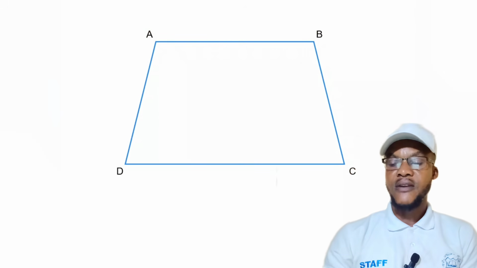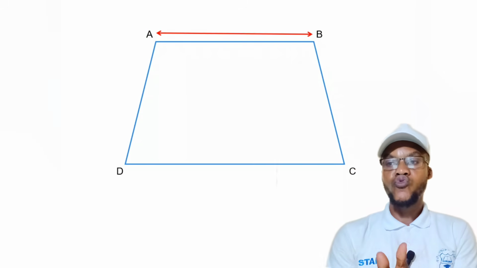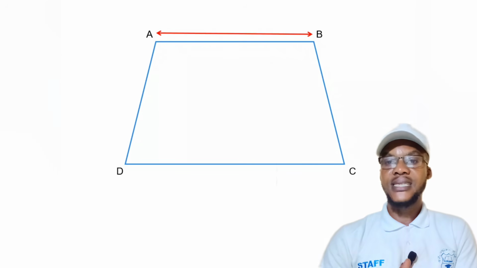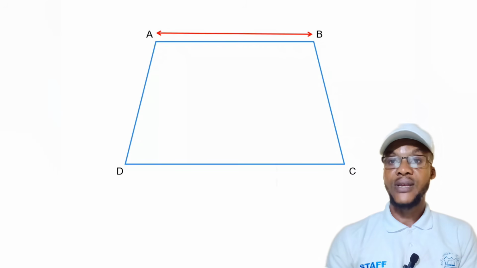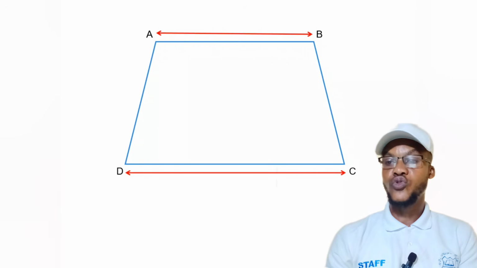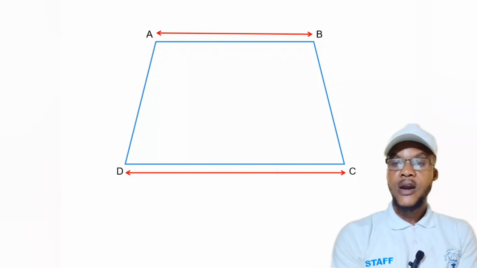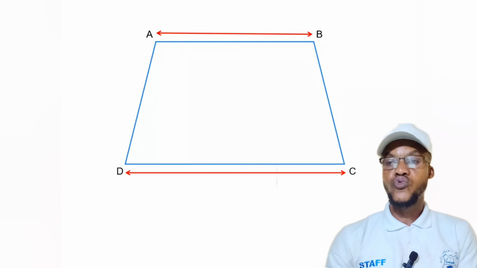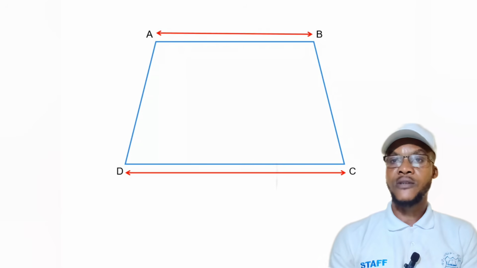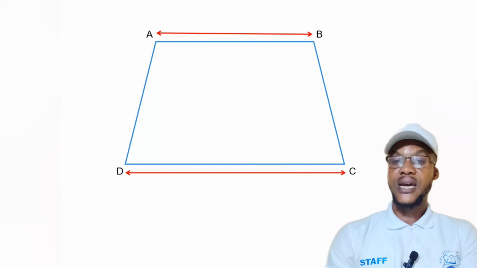We know that the two opposite sides are moving in the same direction. The moment you hear words like two opposite sides moving in the same direction, what comes to mind? We are talking about parallel lines, because they are moving in the same direction. Then it means that DC is parallel to AB. These are the two opposite sides of a trapezium.